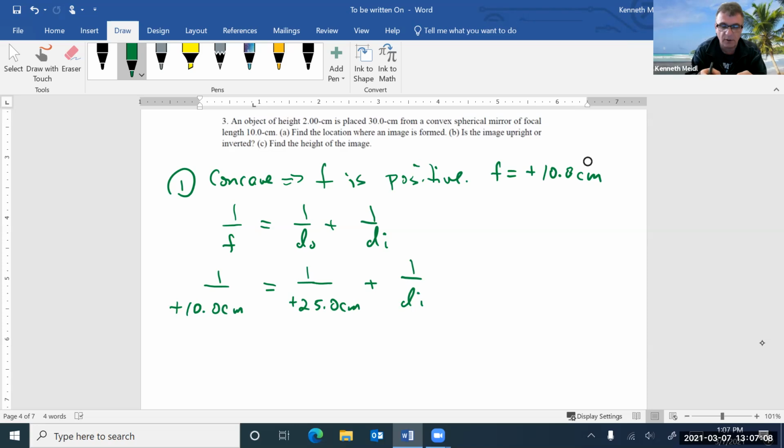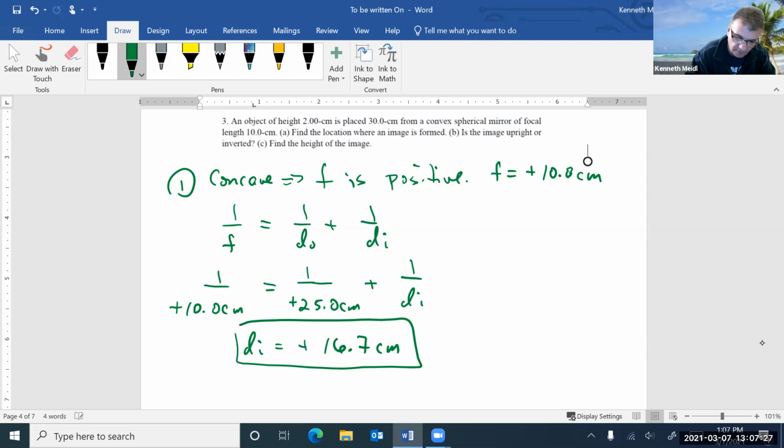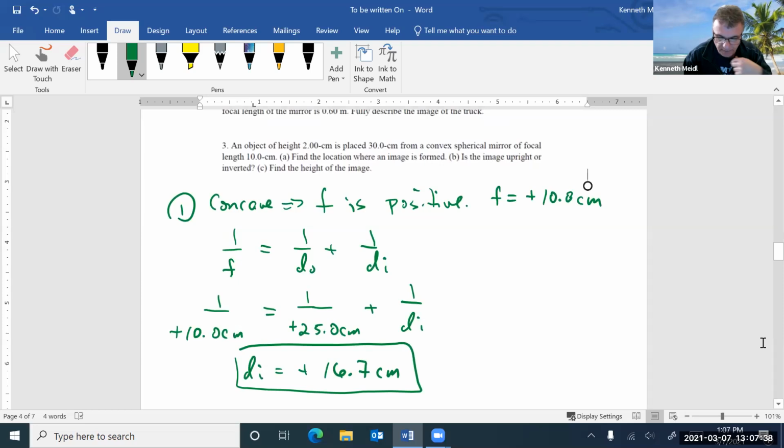So now it's time to go to the calculator. 10 minus 25 equals. And I think I'm getting DI equals positive, about 16.7 centimeters. Now let me see if this makes sense. I got a focal distance of 10 centimeters, and the object is 25. So the object is far from the mirror in terms of the focal distance. And I get an image distance, and it's positive.